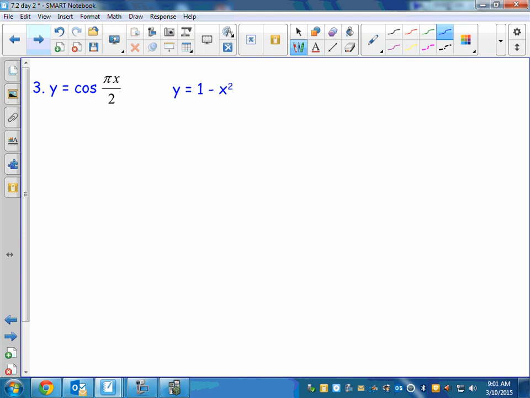So what I want you to do is grab this on your calculator and see if you can figure out which order we should subtract them in and what your bounds are. So that means you might have to play around with that window a little bit.